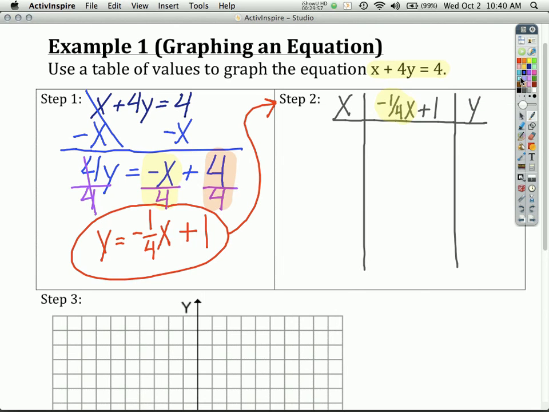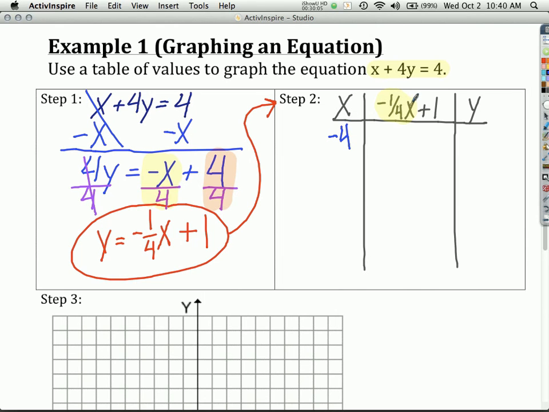Now, I've been doing this for a long time, so my instincts immediately kick in. The reason we want to use a -4 is because when I plug a -4 in right here, this becomes a positive. It becomes a 1. So it becomes a very friendly number.